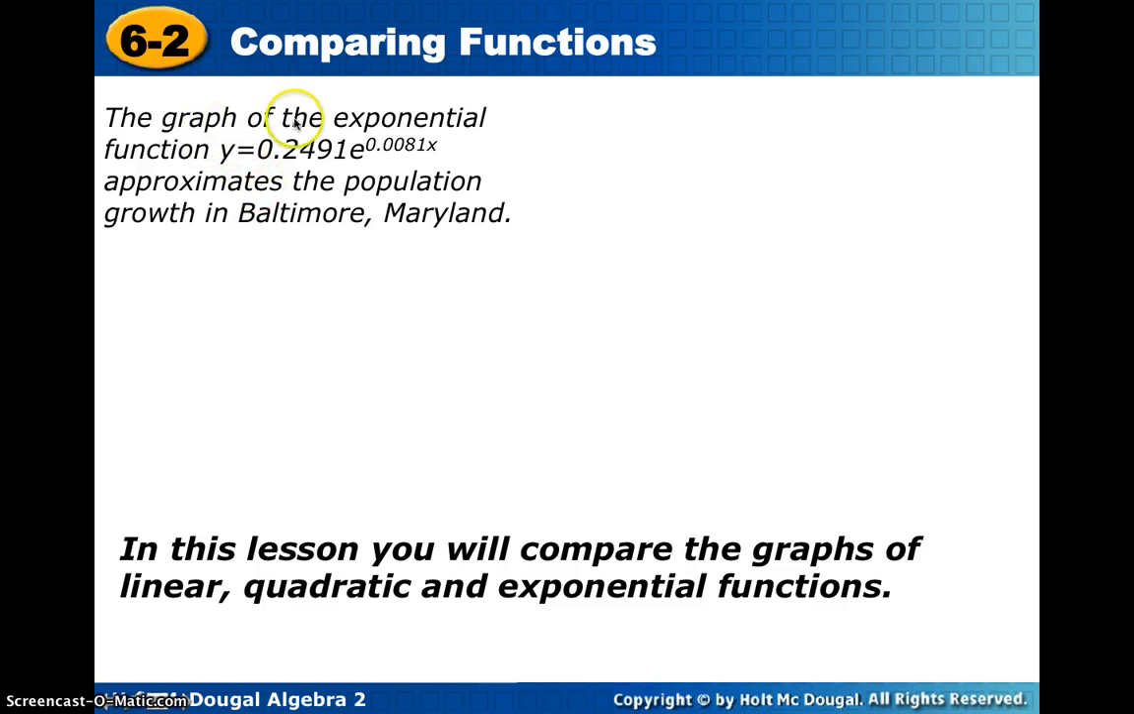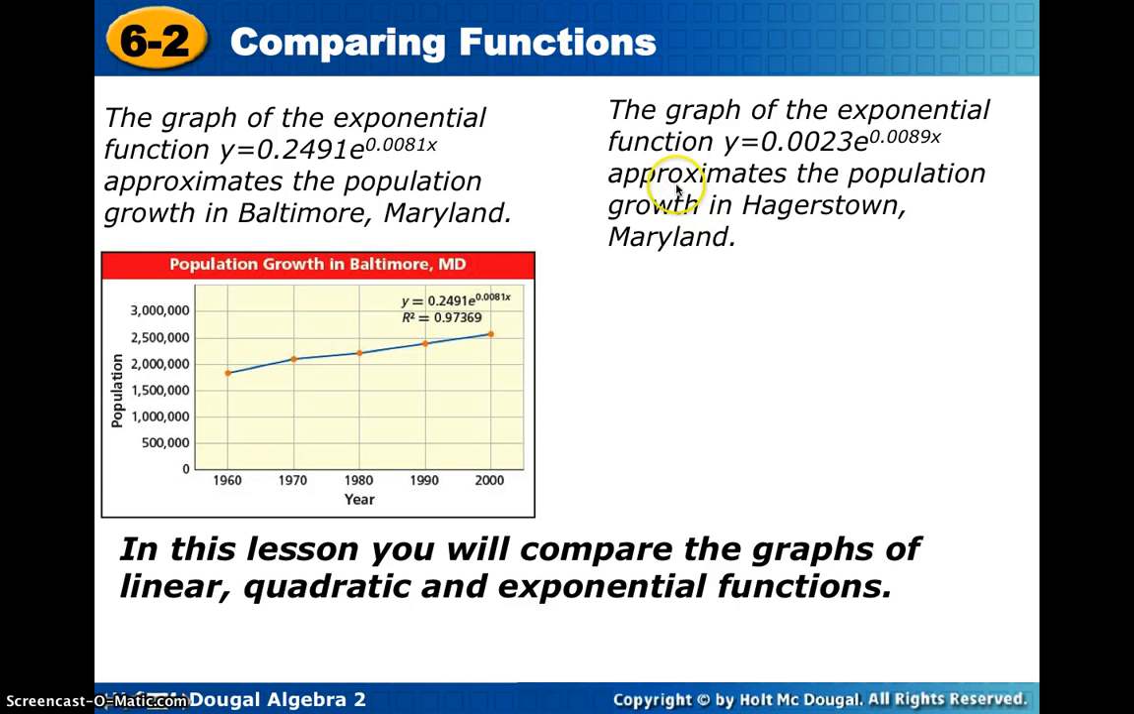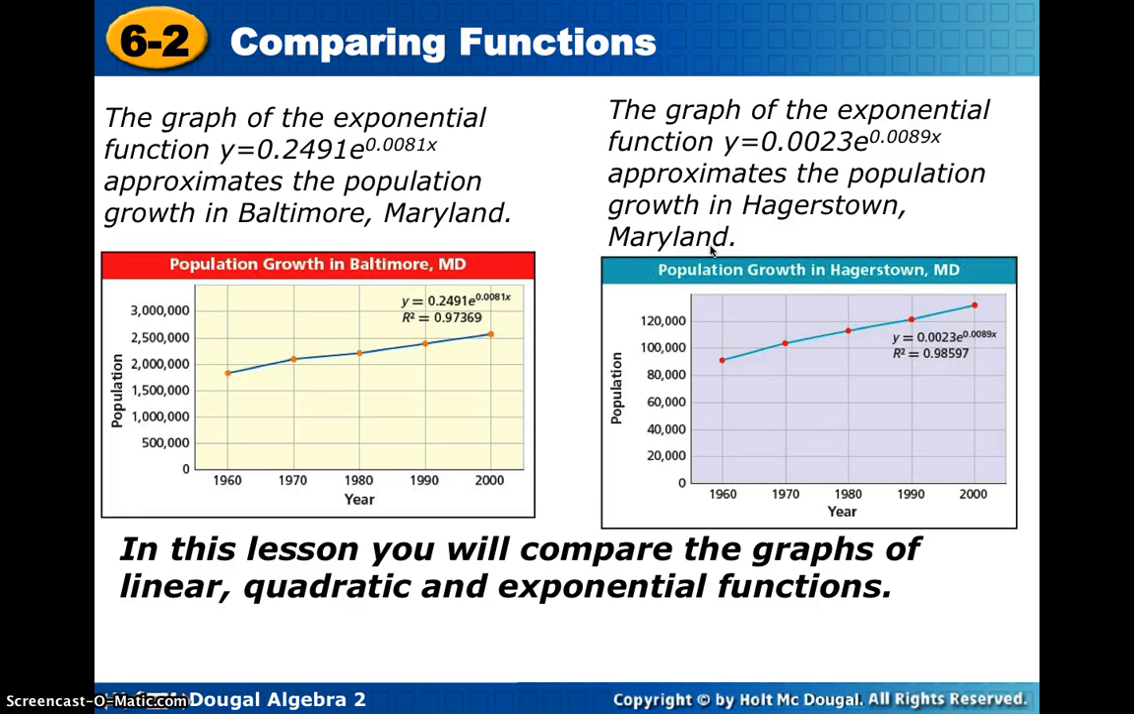So for example, if I tell you that here's the graph of one exponential that approximates the growth in Baltimore, Maryland, represented by this graph, and I give you another exponential function that approximates the population growth in Hagerstown, Maryland, represented by this. What comparisons can we make between the two graphs? How can we use the graphs to estimate things that will happen in the future? That's the kind of thing that we can tell by comparing the two graphs. So let's look at an example of this.